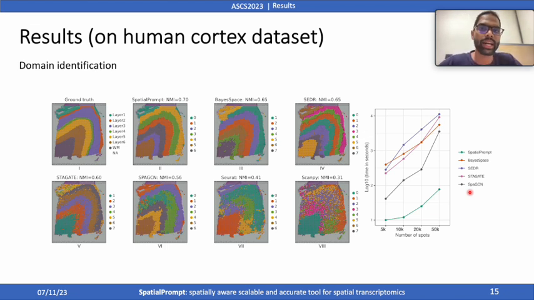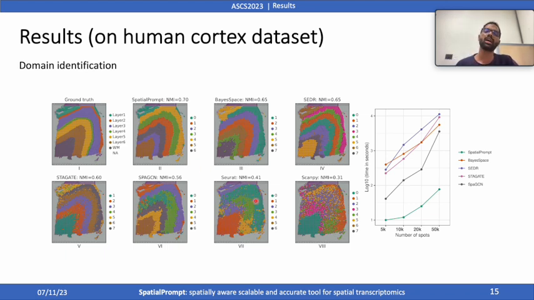One of the major advantages of this dataset is that it has manually annotated gold standard annotations. These are layer 1, L2, L3, L4 and L5. These are the gold standard manual annotations. We tested six tools and our tool on this dataset, and our tool achieved a normalized mutual information, or NMI, score of 0.7, which is superior compared to the other tools.